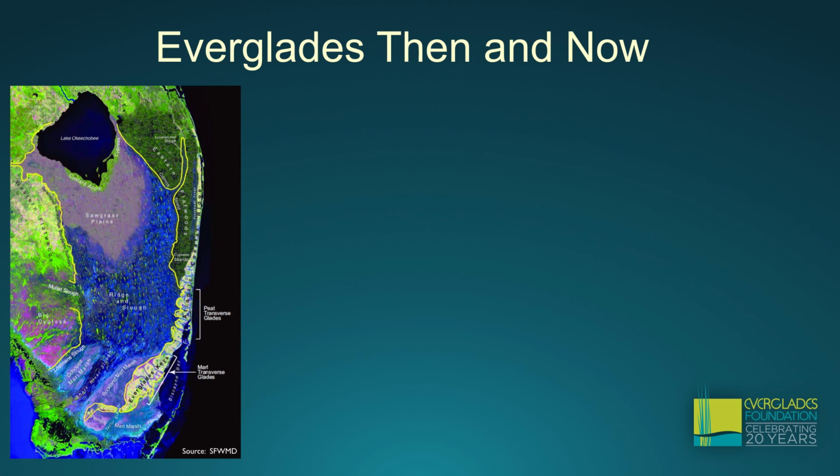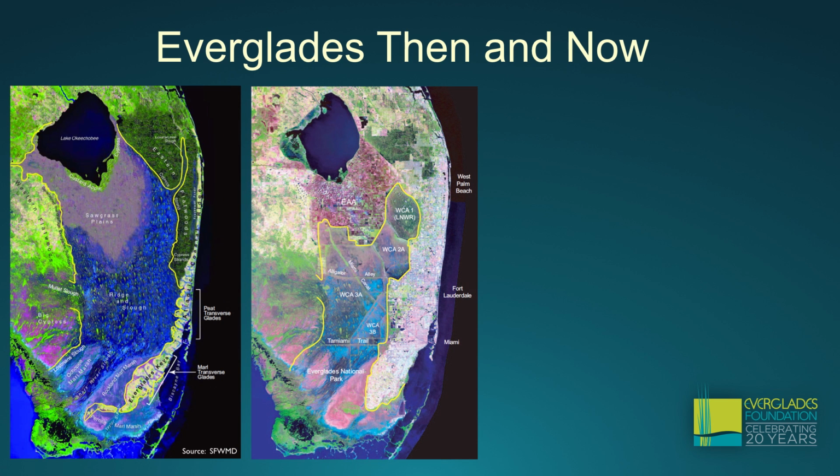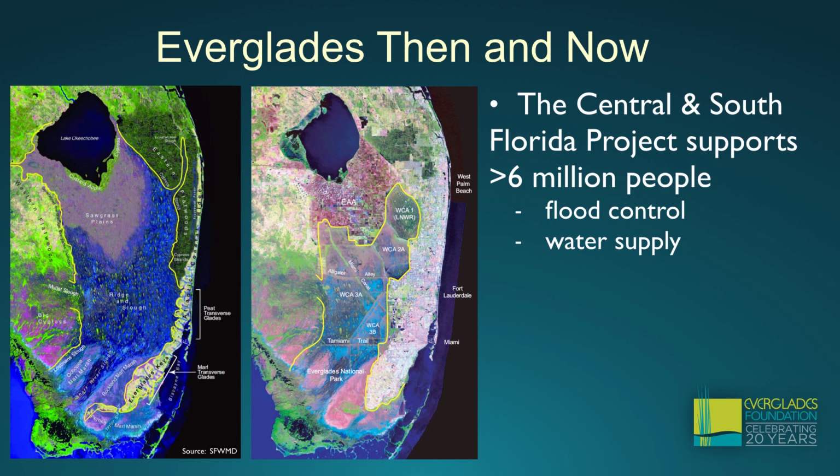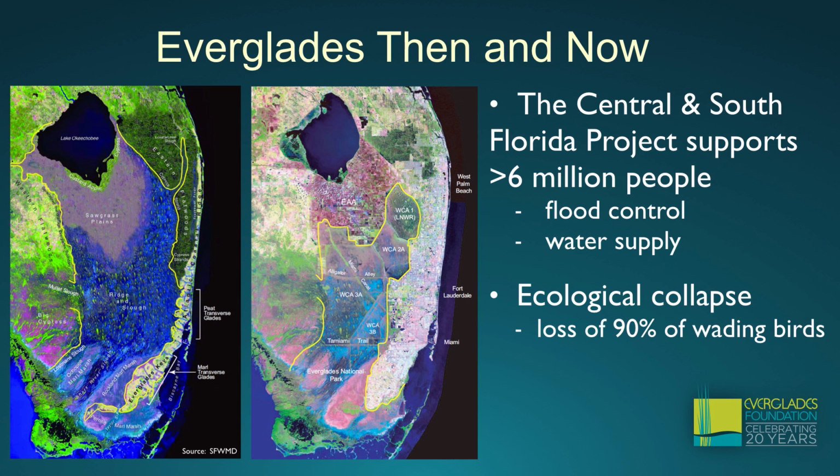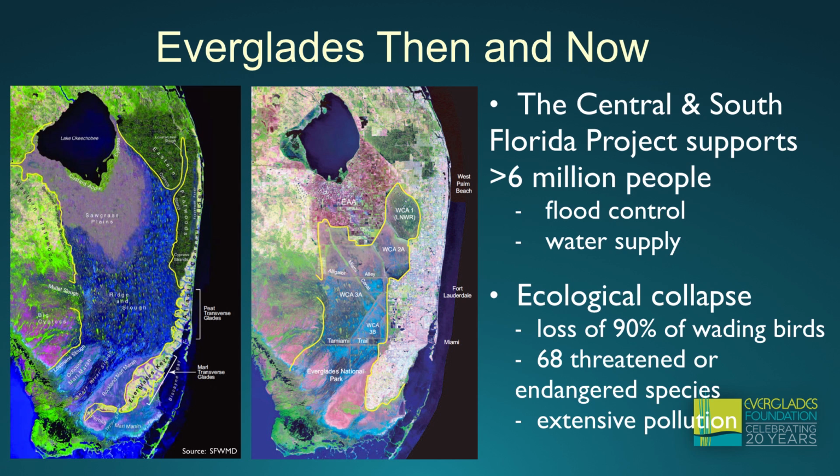That same water flood control project is why 6 million people can live here, but it also resulted in ecological collapse, loss of the wading birds and of 67 threatened and endangered species, extensive nutrient pollution that we're seeing, but also the effect of fresh water. It happened on a scale that is regional, across pretty much a quarter of the state. But we saw the effects right away here in the Keys.